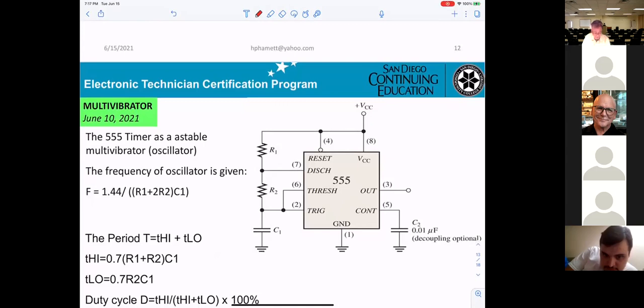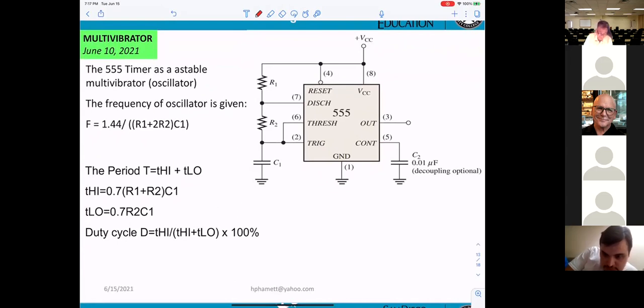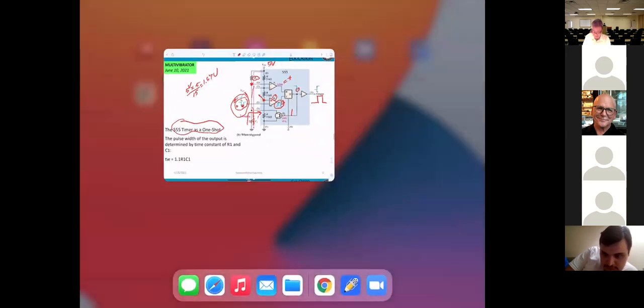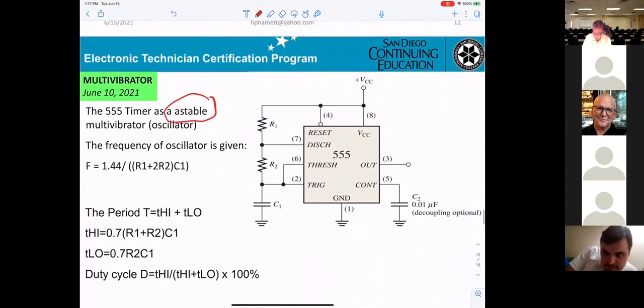However, you can see on that one, 555 timer are astable. You only need to understand astable. Astable means free running oscillator. Okay? That means the output, they will go this one here. Keep going.